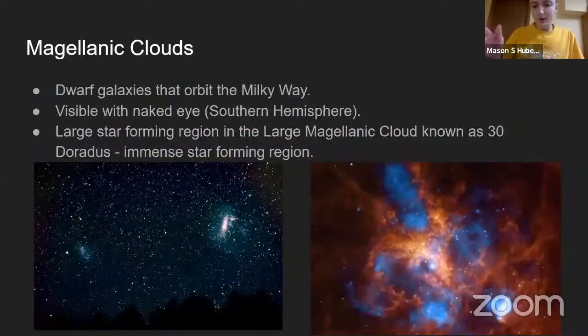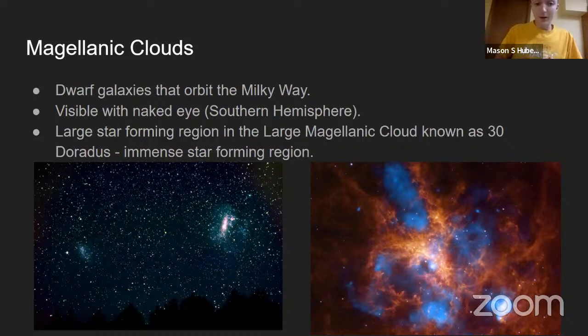The more interesting one is probably the Large Magellanic Cloud because it has this huge star-forming region called 30 Doradus, sometimes called the Tarantula Nebula, seen in the bottom right. Here, millions and millions of stars are being formed. In fact, most of the star formation in the universe at this point in time is led by dwarf galaxies, these smaller ones. Because of their proximity, you can actually see these with the naked eye. You do have to be in the southern hemisphere, so travel to South America or Africa or Australia. Those are good places where you can see them at night.